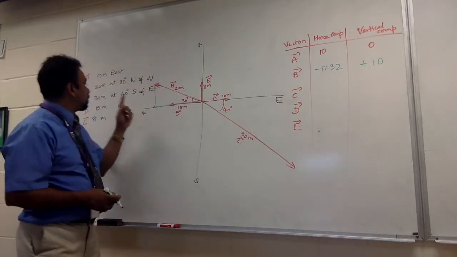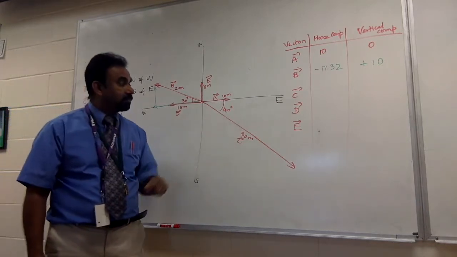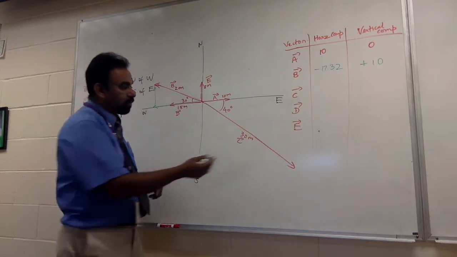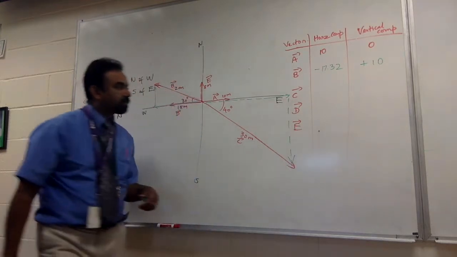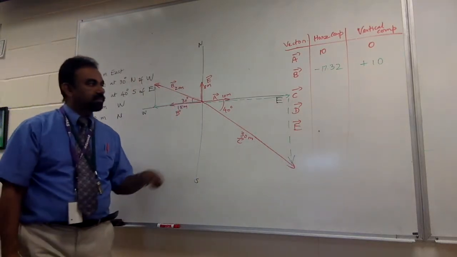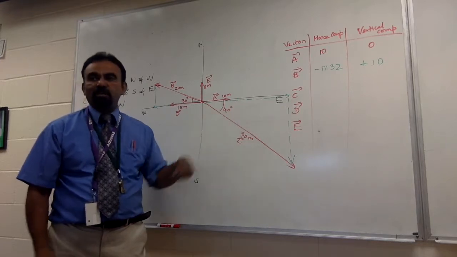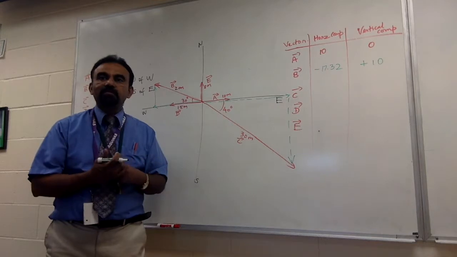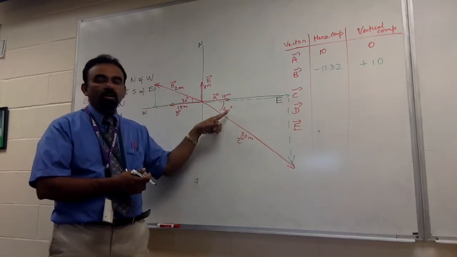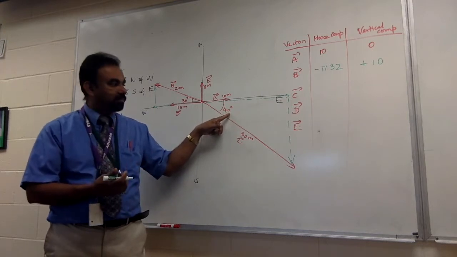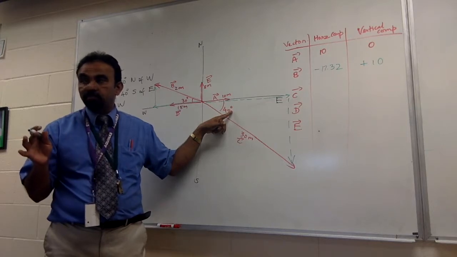Okay. Let's go to the third vector. 30 meters, 40 degrees. So here is 30 meters. We need the two components. Where are the two components for this? One is this, and the other is this. So we want this component, which is the horizontal component. Is it opposite or adjacent of this vector? Adjacent. Okay. So 30 cosine 40. How much is it? 22.9. Positive, negative?